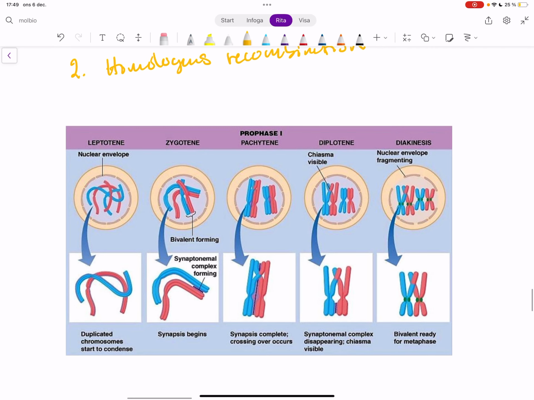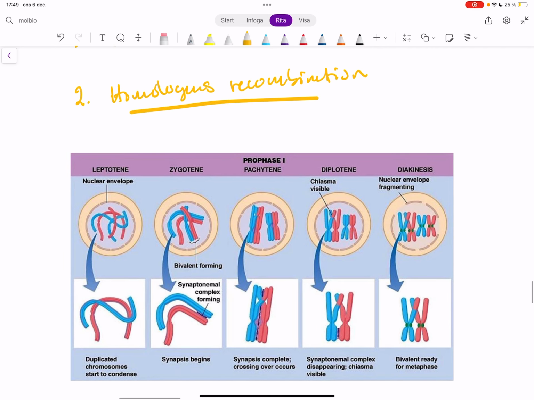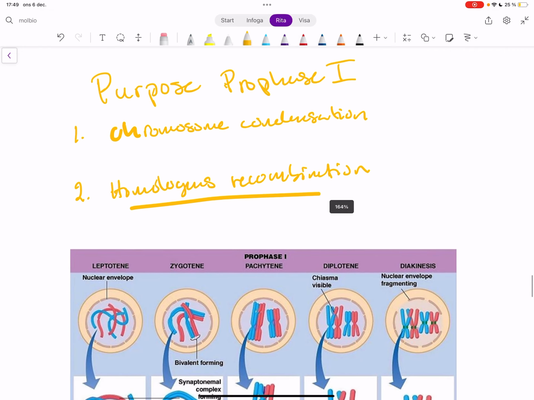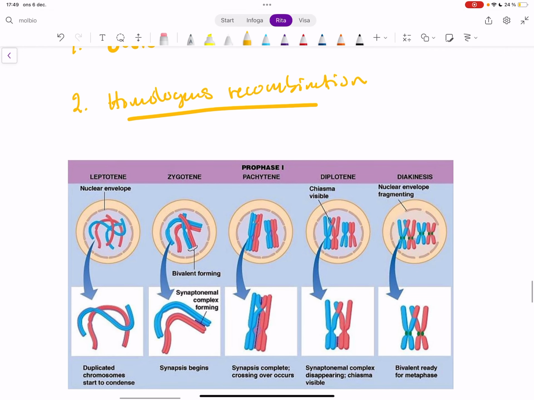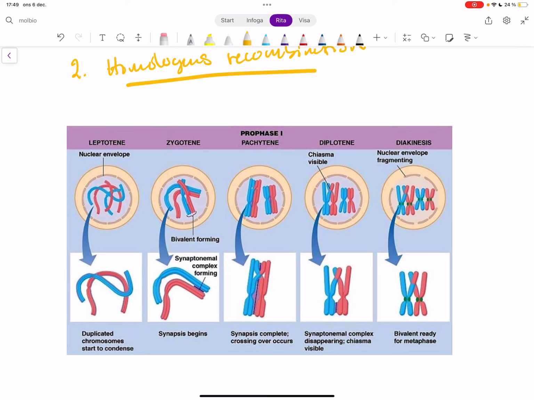Actually, homologous recombination is not 5 different steps, but prophase 1 will have these 5 different steps. So you have the leptotene stage, which just says that the chromosomes will condense. In zygotene stage, the synaptonemal complex will start to form, and it will hold the synapses between the 2 homologous chromosomes. In pachytene stage, you can see that the synaptonemal complex is completed, and therefore crossing over occurs. So here is where HR will take place.